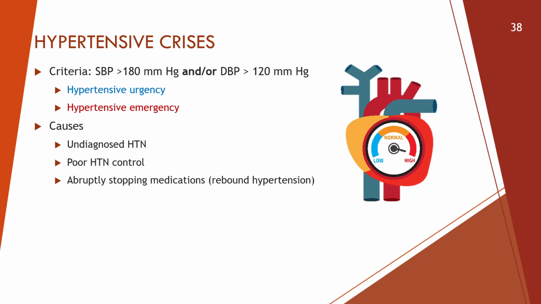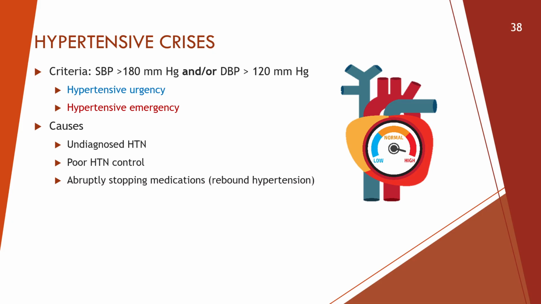Lastly, we're going to talk about hypertensive crises, and that is when blood pressure is above 180 systolic and or 120 diastolic. So either of these numbers should be elevated to be considered a crisis. There are two types. One is hypertensive urgency, and the other is hypertensive emergency. Why did they pick such similar names? I don't know. But when patients present with a blood pressure this high, they need to be treated immediately because they're either having active organ damage or they're about to.